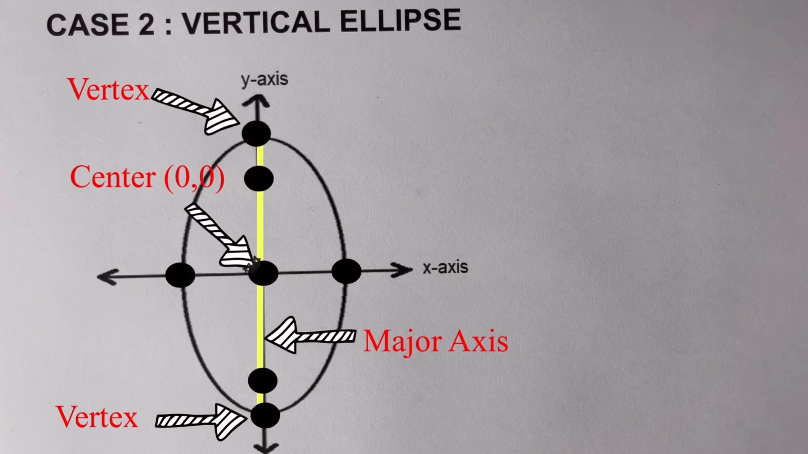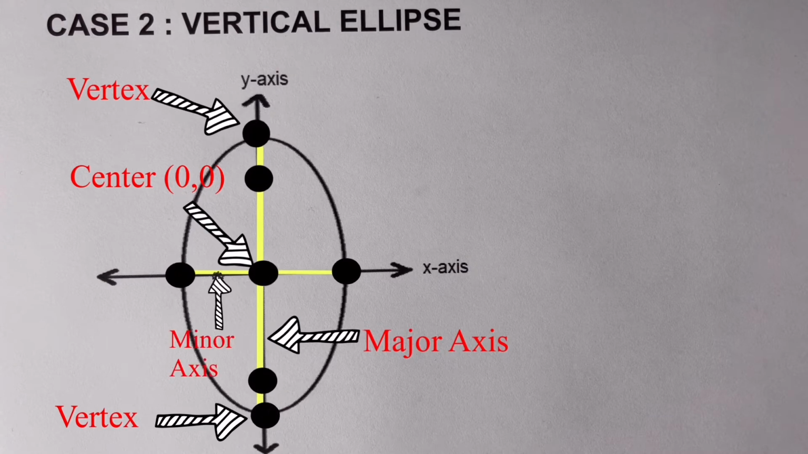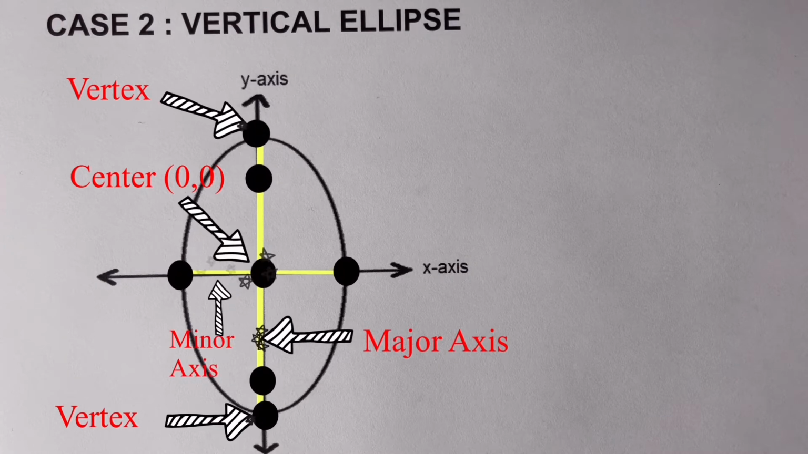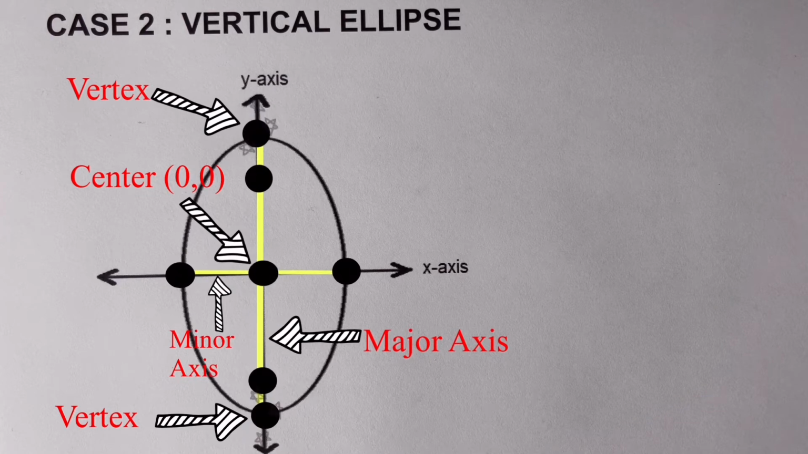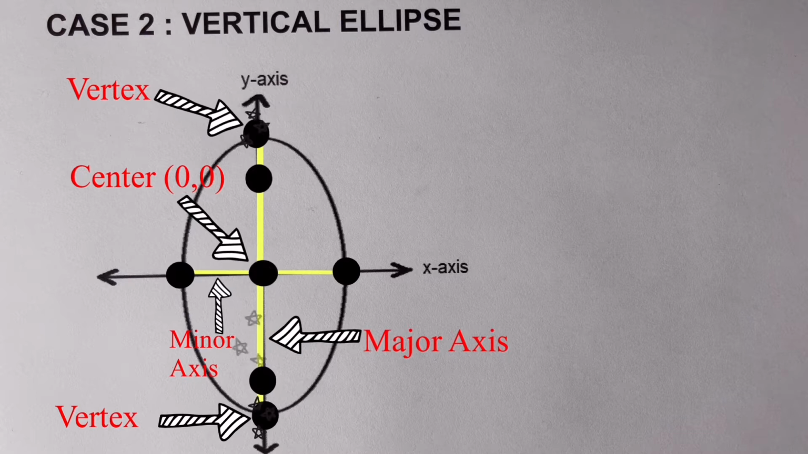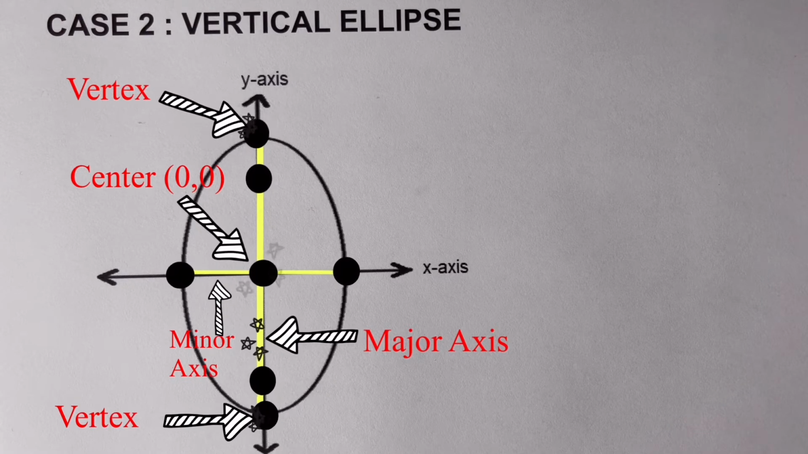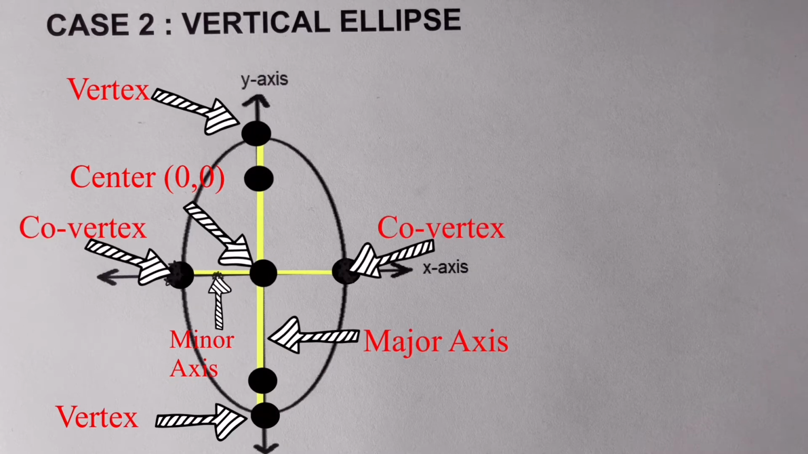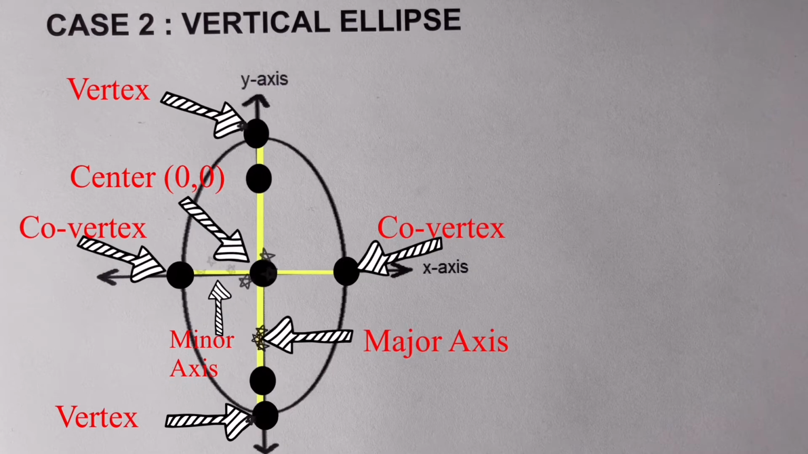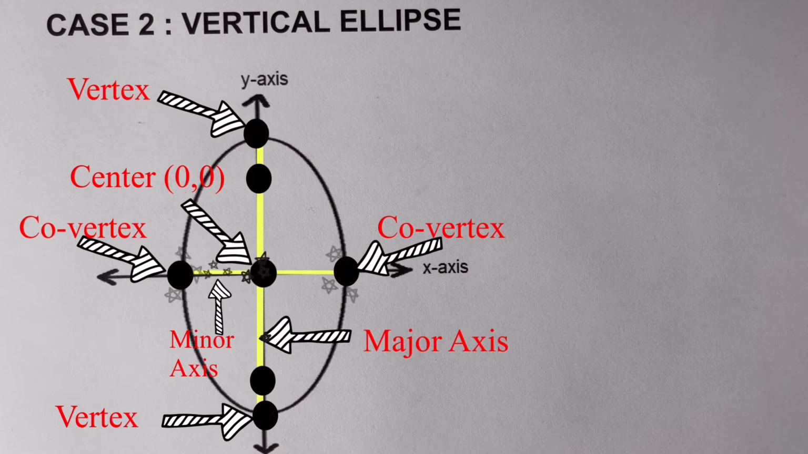These are the two endpoints of the major axis. We also have a minor axis, which is the shorter diameter of an ellipse that passes through the center and connects the two co-vertices. And again, along this minor axis, we have the co-vertices, or the co-vertex if it's singular. These are the endpoints of the minor axis.